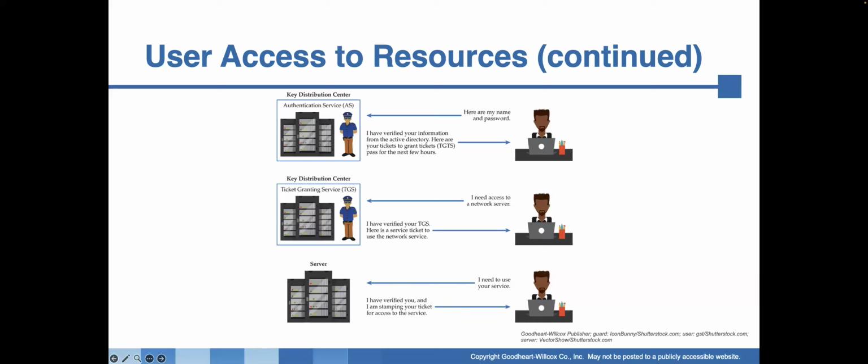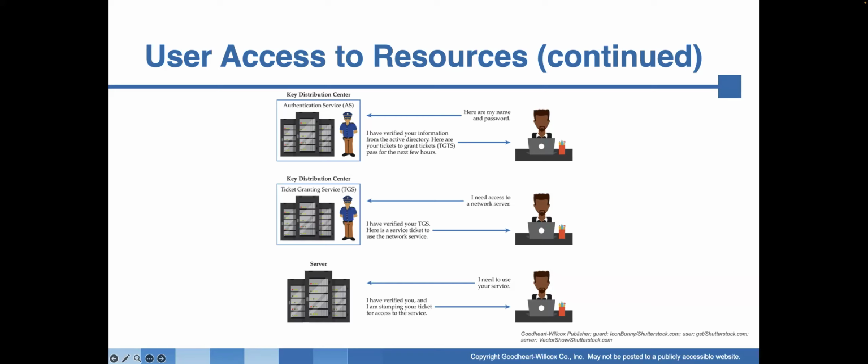As you can see in this diagram, the first thing the user does is send his username and password. Now the authentication service of the KDC kicks in. It verifies, and that's when it sends the response: I have verified your information from the Active Directory. Here is your ticket granting ticket, valid for the next few hours, which could be 1 hour, 2 hours, or even 24 hours.